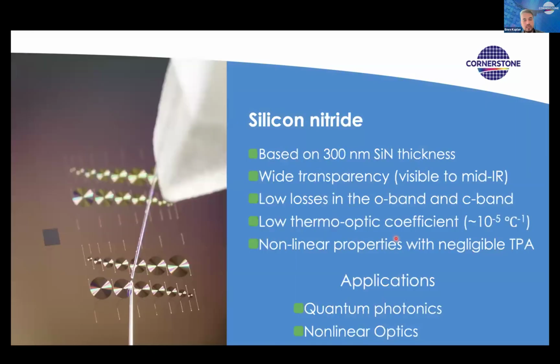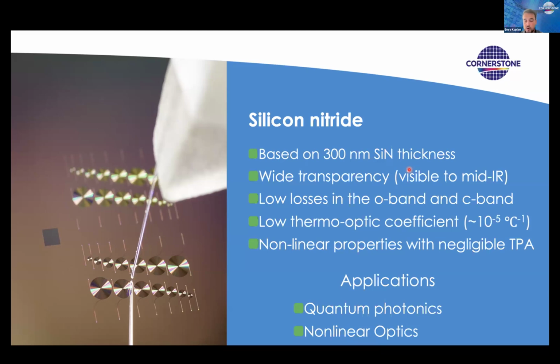And the next platform is the silicon nitride, which has gained quite a lot of momentum in recent years for certain properties. So this is the first nitride platform. We started with the 300 nanometer thickness. It has actually a wider transparency window compared to SOI. It covers visible up to mid-IR wavelengths, and it provides lower losses in O band and C band compared to again silicon on insulator devices. It makes it, for this property, quite useful for quantum applications.